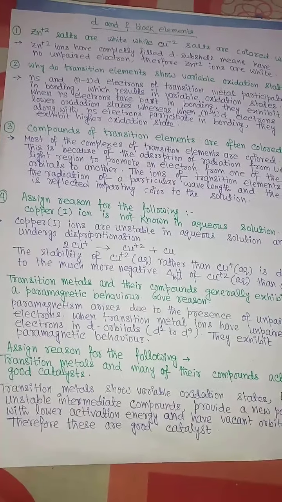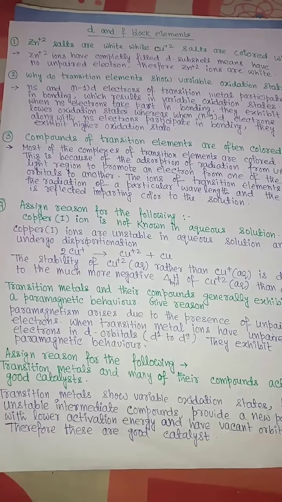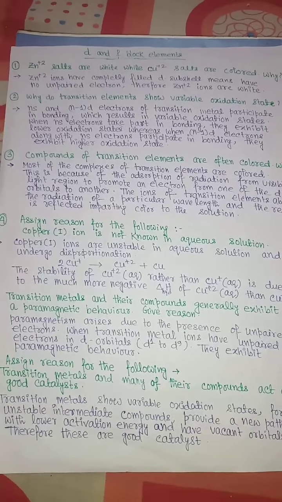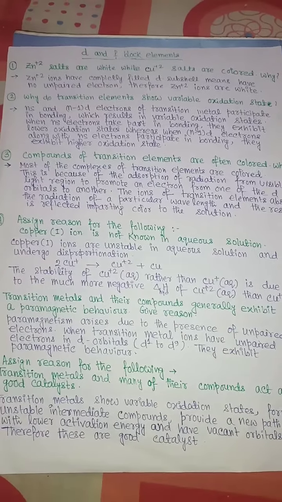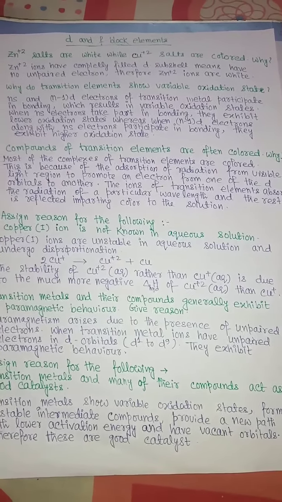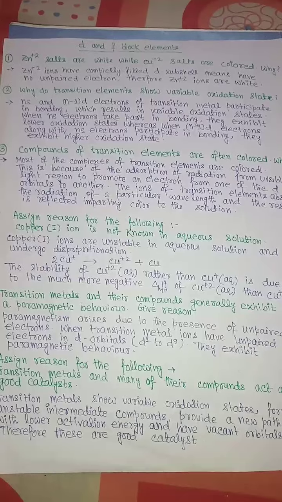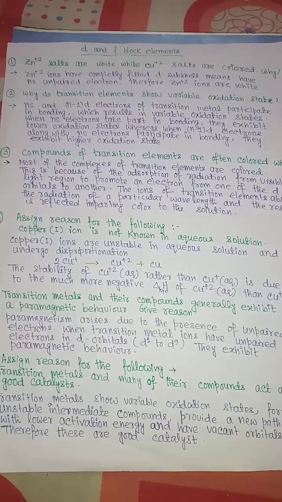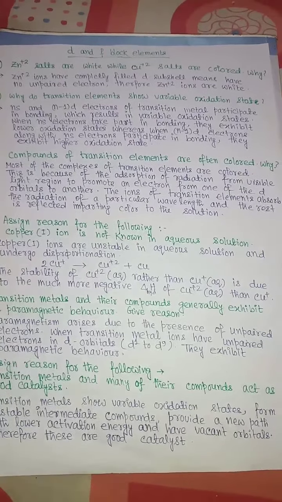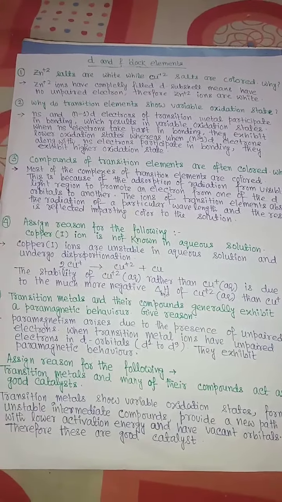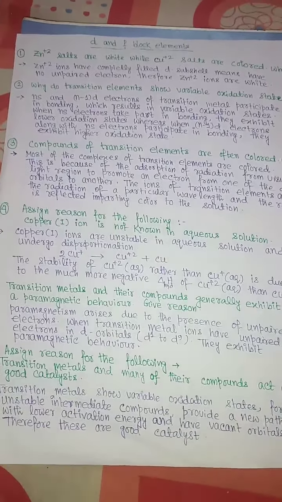Question number 3. Compounds of transition elements are often colored. Why? Answer: most of the complexes of transition elements are colored. This is because of the absorption of radiation from the visible light region to promote an electron from one of the d orbitals to another. The ions of transition elements absorb the radiation of a particular wavelength and the rest is reflected, imparting color to the solution.